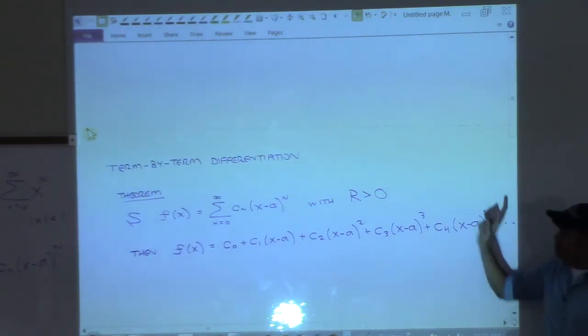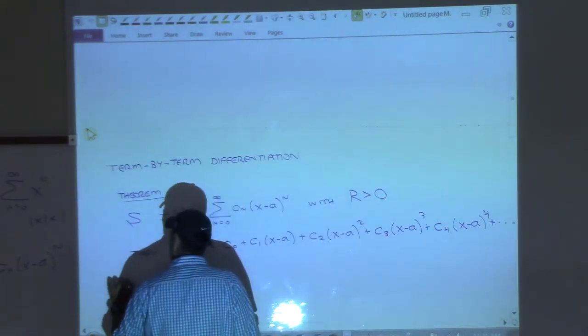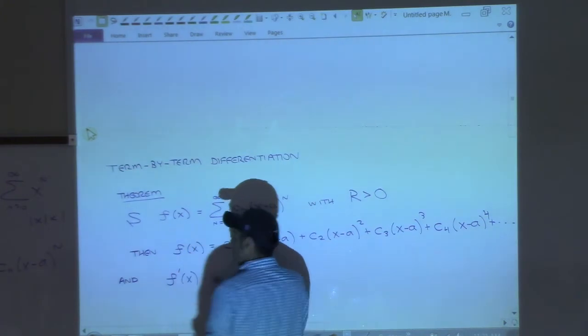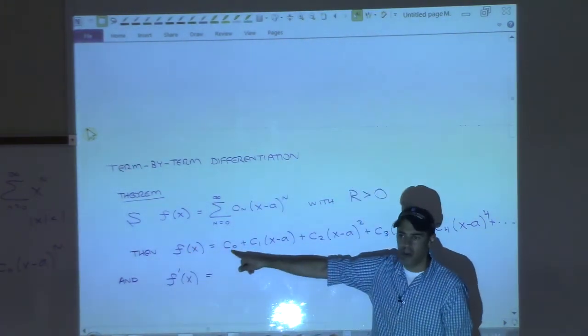Okay, so if that's true, then that's true. And the derivative of this function should then be what? Okay, so what's the derivative of a constant?